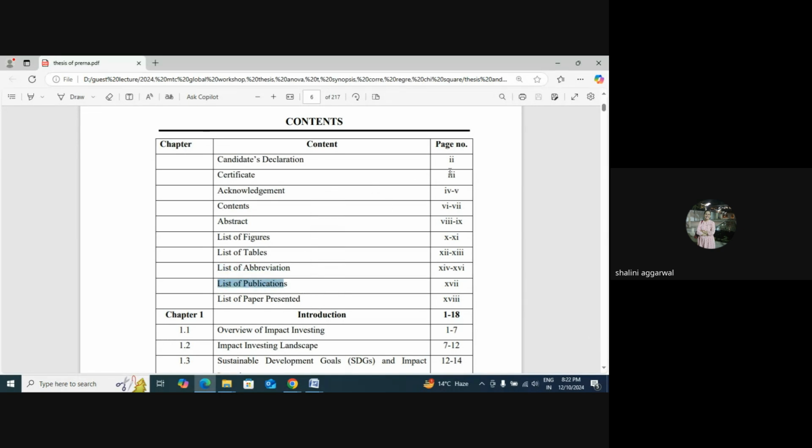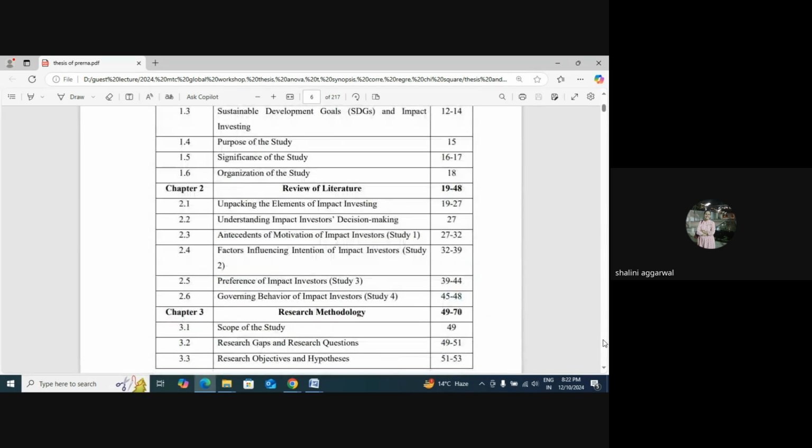So you can see these are the Roman numbers, and from where our thesis starts is from one page, the introduction. Yes, look at this. So everything has to be mentioned. Look at this. Study 1, she has mentioned. This is the review of literature part. So what she has done is, this is study 1. This is study 2, study 3, study 4. Can you see this?